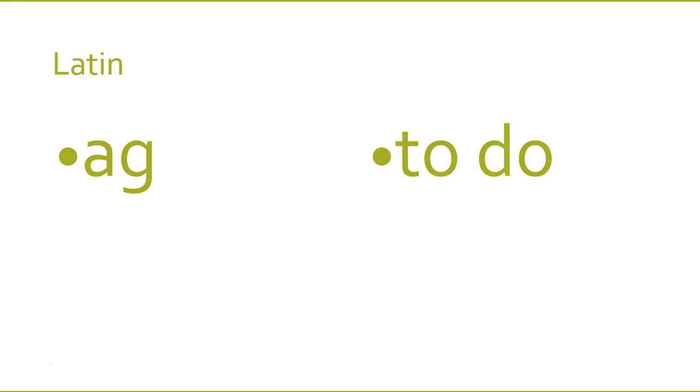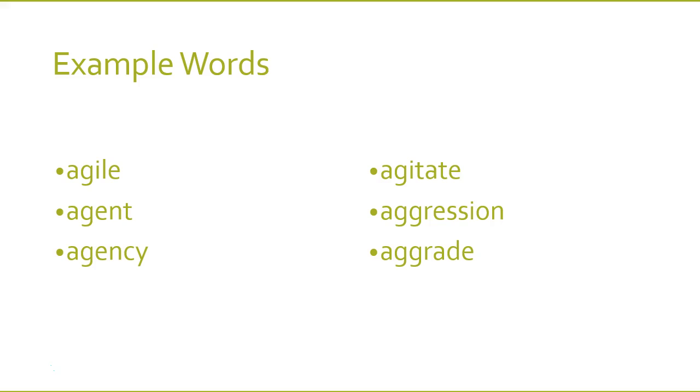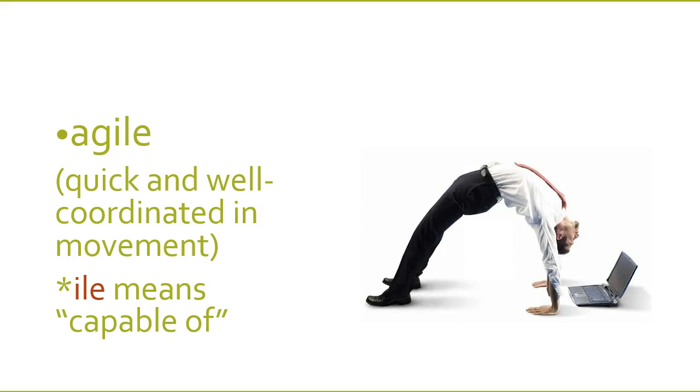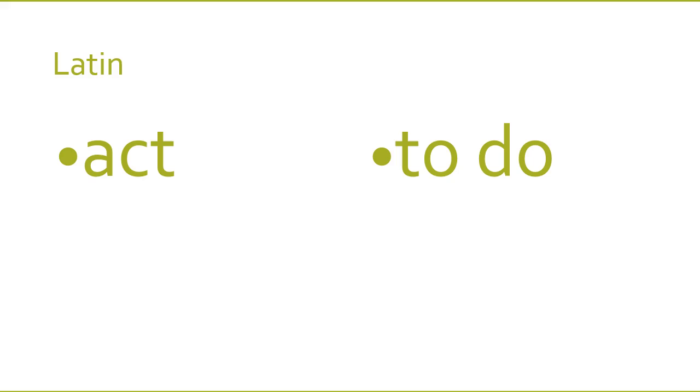The stem ag means to do. This is where we get our words like agent or agitate or aggression or agile. Agile, as I've said before, means capable of. So if someone is agile, that means they're capable of doing, of moving quickly and being well coordinated.